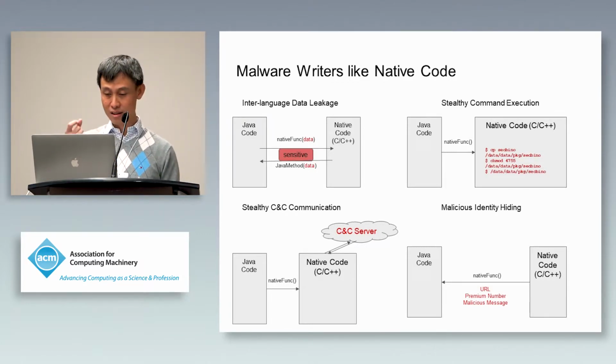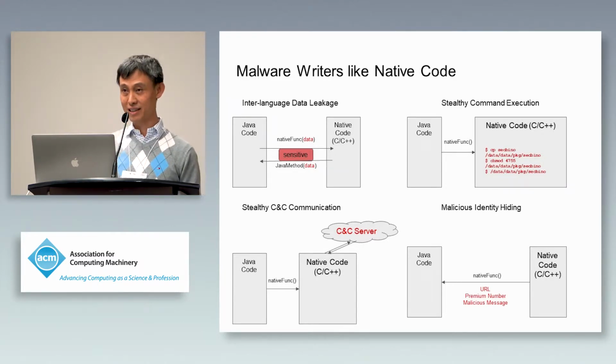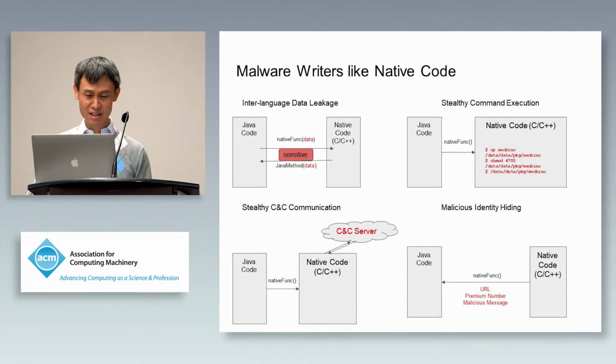For example, malicious URLs, premium numbers that may be dialed to charge you, and malicious messages that are being sent. If the antivirus products only search for those simple patterns in the Java part of the world, but you do this in the native part of the world, then it can bypass that detection. And these are just simple cases.